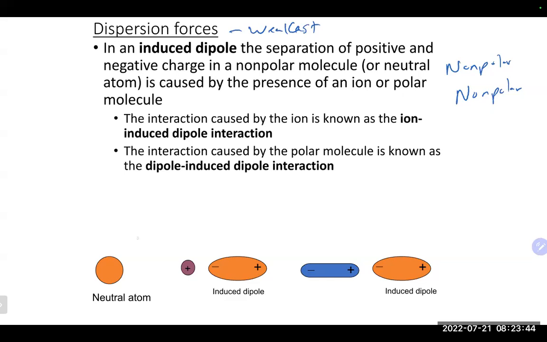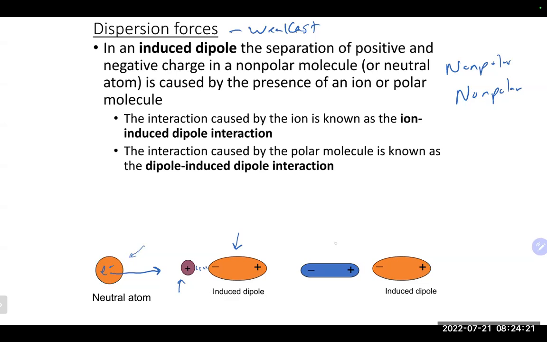What that means is an ion such as this positive guy here comes upon a nonpolar molecule. When that positive ion comes near that nonpolar molecule that normally does not have any type of charge, it's going to allow the electrons to be attracted to it. It's going to induce in that normally neutral molecule a temporary charge, and that's going to allow a temporary weak interaction to occur between the ion and the nonpolar molecule.